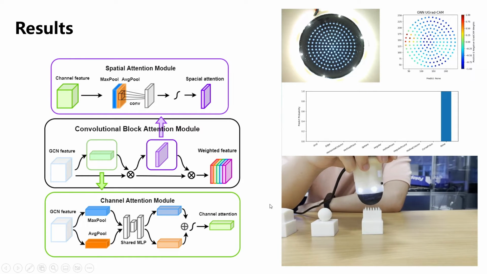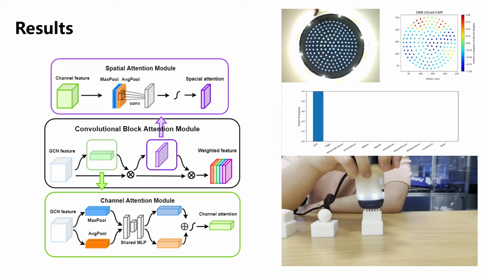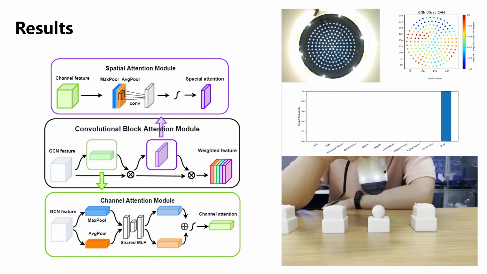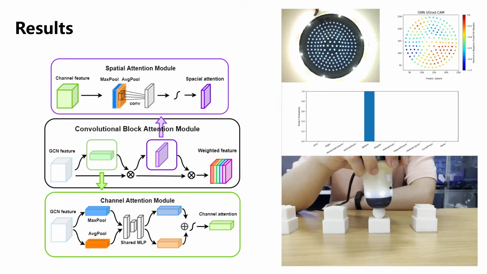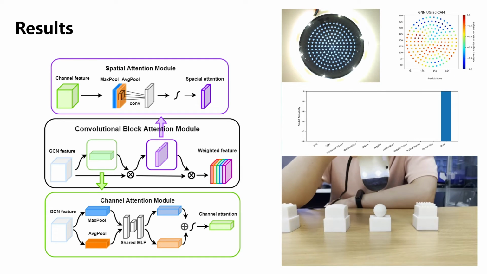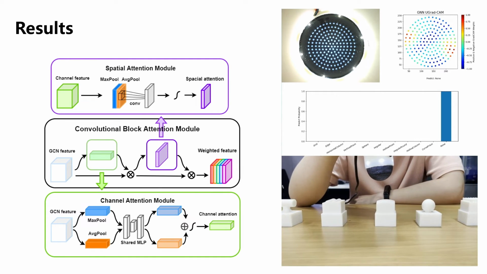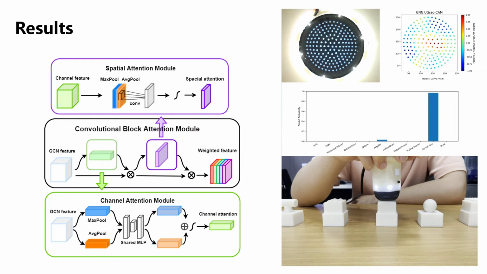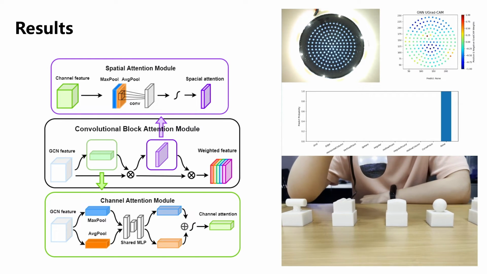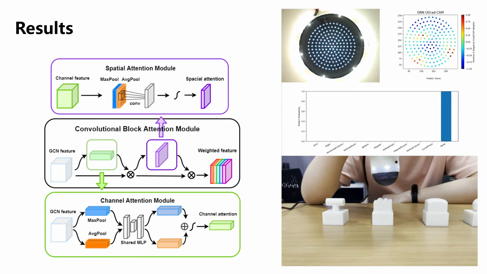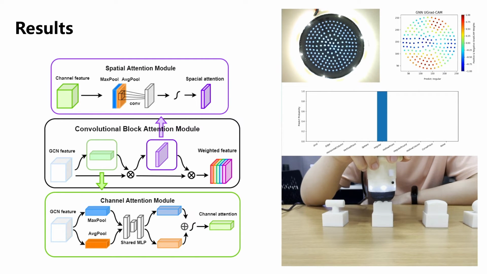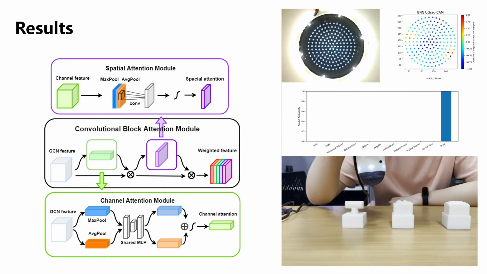At the upper left side, we can see the raw data from the tactile sensor, and at the upper right side, there is a U-Grad-CAM diagram, and this diagram can indicate the positive and the negative contribution of each node. In the middle level, there is a bar chart, and this bar chart can represent the object classification probability.